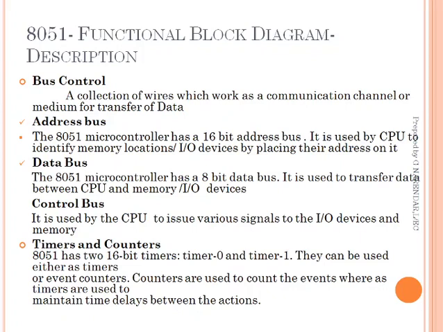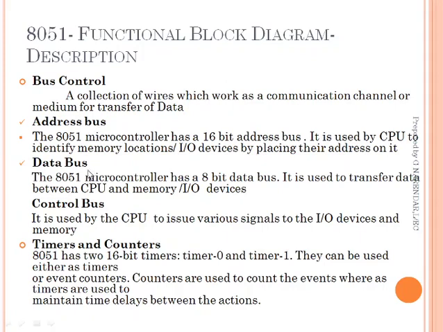Address bus means 16 lines, so on each line you can place one bit. On 16 lines you can place a 16-bit address. That is why the 8051 has a 16-bit address bus, and it is used by the CPU to identify a particular memory location, or a particular input output device, by placing the address of that memory location on this address bus.